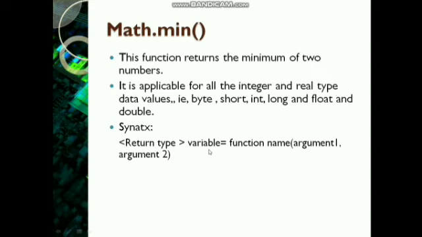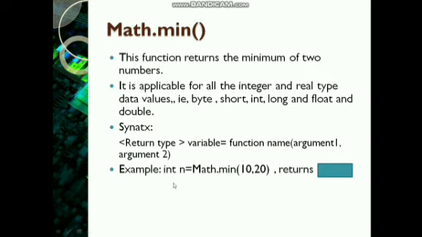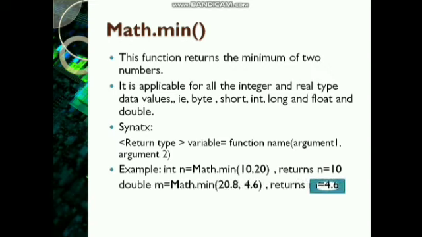We'll see the examples. Example 1, int n is equal to math.min of 10, 20, and I want you to think with me while I am discussing this. So math.min of 10, 20, which is the minimum number among these? It is 10. So n will be 10. We'll see the next example. Double m is equal to math.min of 20.8, 4.6, and of course the minimum number is 4.6.